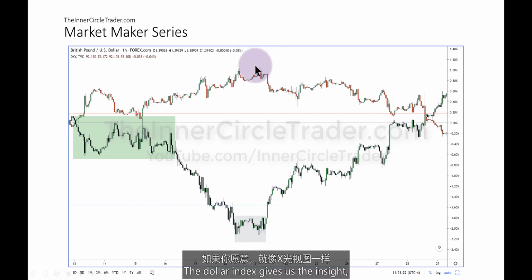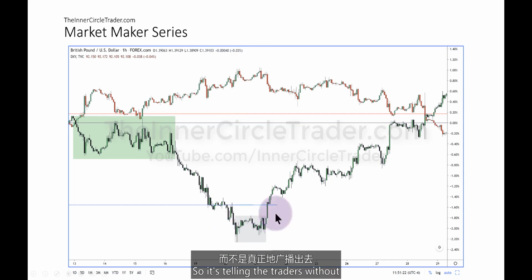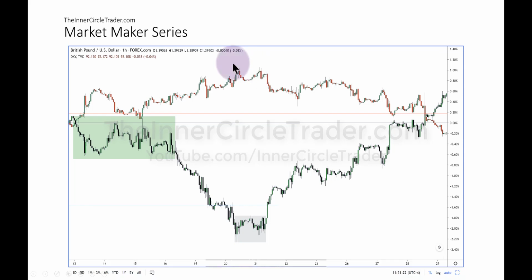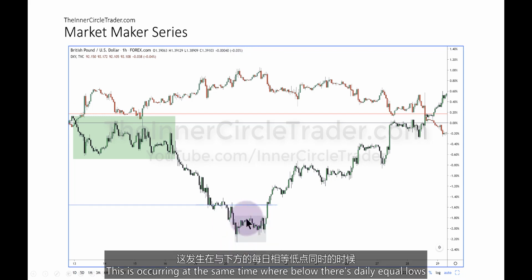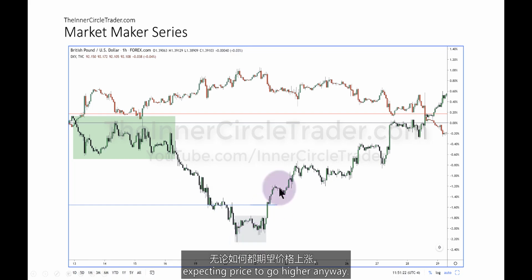The dollar index gives us the insight, the x-ray view, if you will, where it went high, higher high, low, failed, lower low. So it's telling the traders without really broadcasting it that, okay, cable's going to start going higher because it failed to make that lower low where the dollar made the higher high. So this is SMT divergence. Higher high, higher low. This is occurring at the same time we're below those daily equal lows, and we're expecting price to go higher anyway, and all this does is confirm.